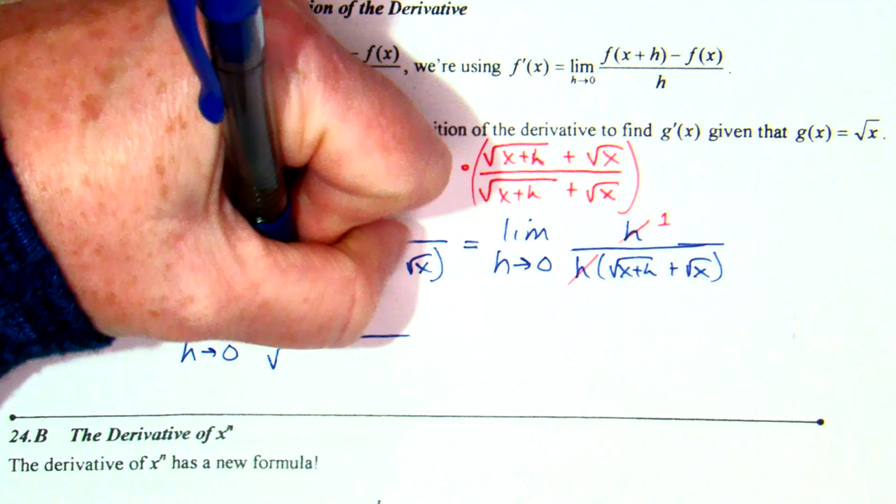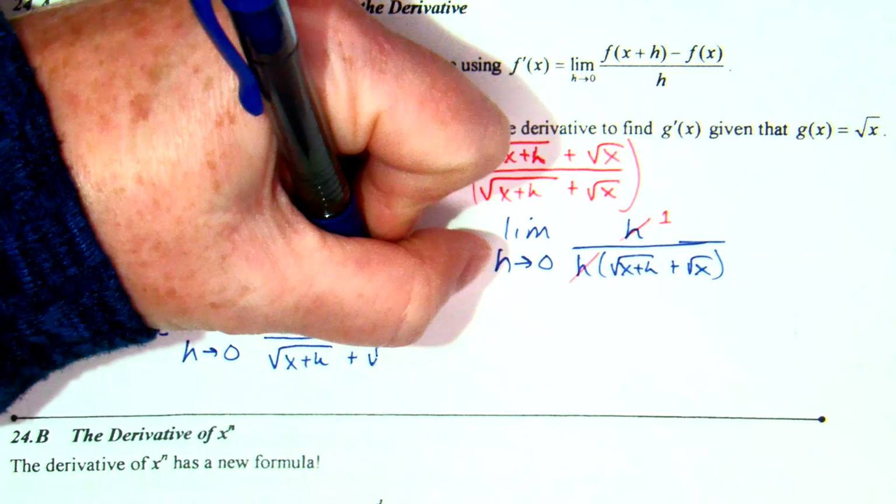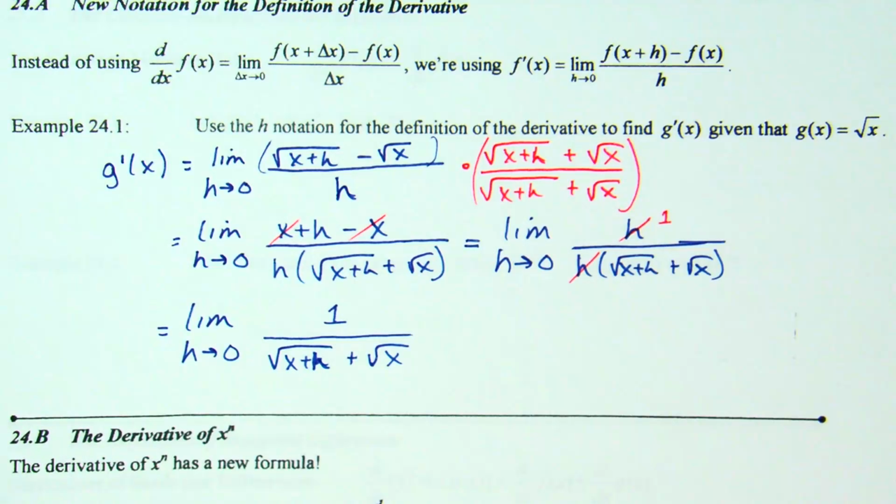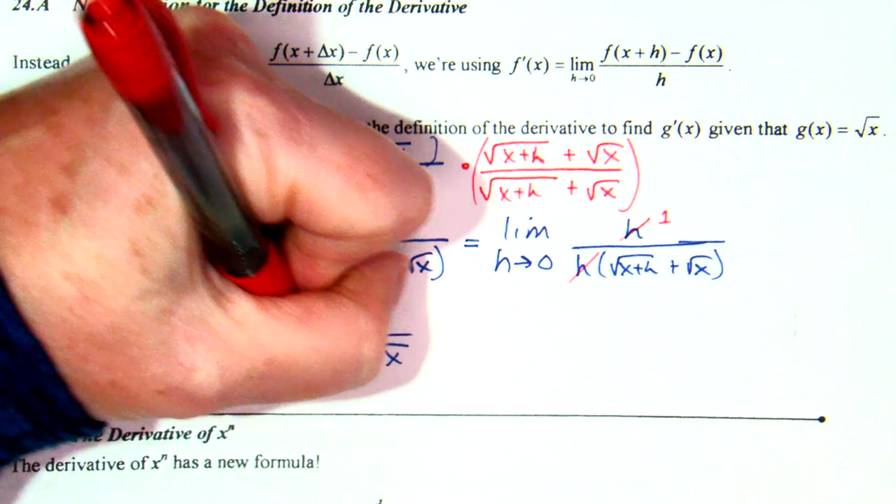square root of x plus h plus square root of x. And now what? Okay, take the limit, so we're going to put 0 in for h. Now I'm no longer going to write the word limit because we're plugging it in.